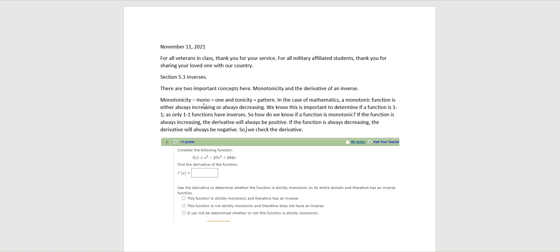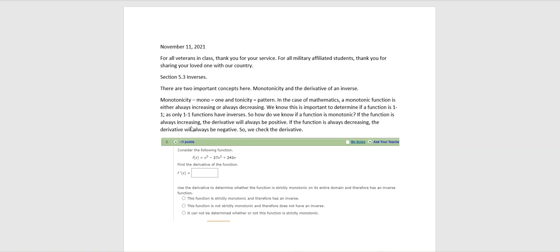Monotonicity. Mono means one, and tonicity, it's like tonal, it's a pattern, right? Pattern of speech. So one pattern. In the case of mathematics, a monotonic function is either always increasing or always decreasing. Now, we know this is important to determine if a function is one-to-one, because only one-to-one functions have inverses. So how do we know if a function is monotonic?